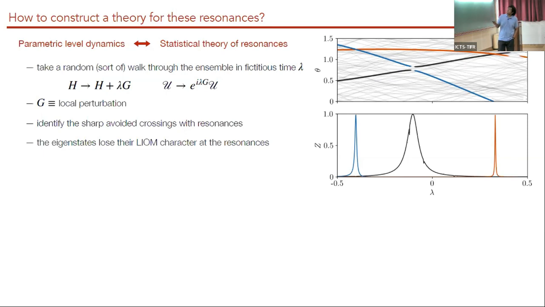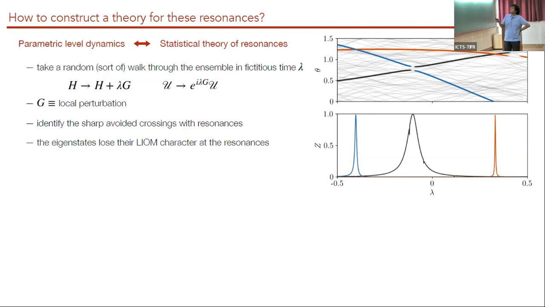And what we find is that every time there is an avoided crossing, where we track states which have particular Liom configurations, this off-diagonal matrix element Z shows a large peak. And what that essentially means is that these Liom configurations are indeed resonating with each other. And at these resonances, the eigenstates are losing their Liom character.